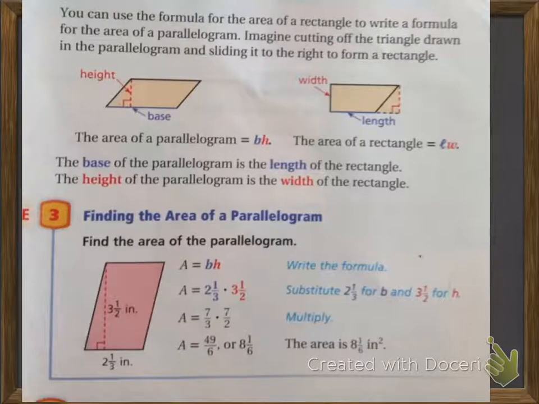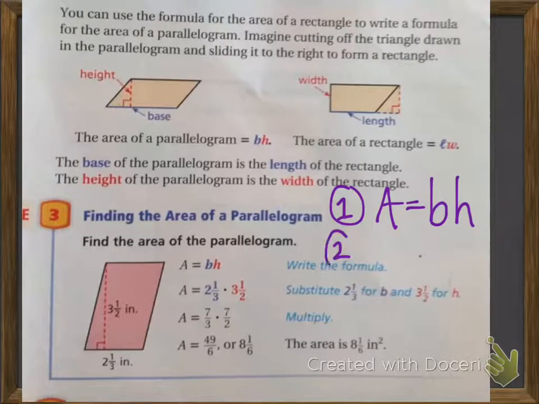Okay, if we look at example 3, the directions say find the area of a parallelogram. So, parallelogram, the first thing you're going to do is write A equals base times height. The second thing you're going to do is plug in what your base and your height equals. Your base equals 2 1/3. Your height equals 3 1/2.